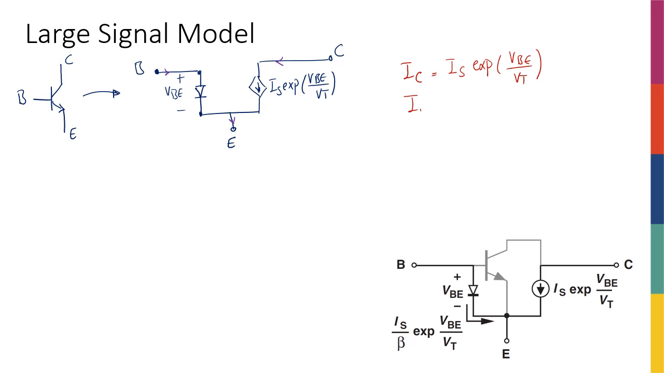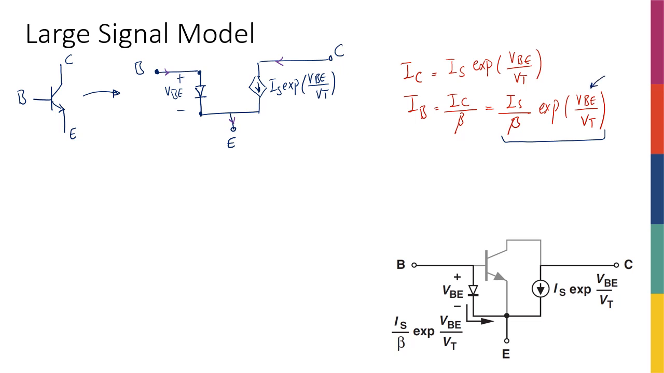And I know that IB, the base current, is the collector current divided by beta, right? Divided by that large number. Always imagine 100 instead of beta unless another number is specifically given. So it's going to be IS divided by 100, or divided by beta, exponential of VBE over VT. Great. So I'm talking about the current that is flowing from base to emitter, and the current expression turns out to be an exponential with the VBE here. So it is indeed a diode, right?